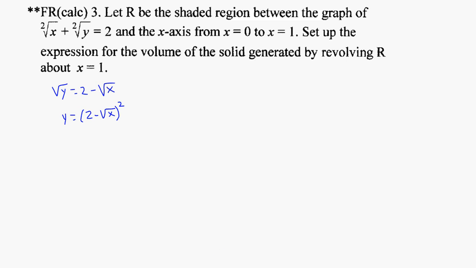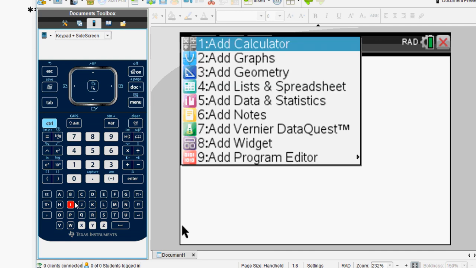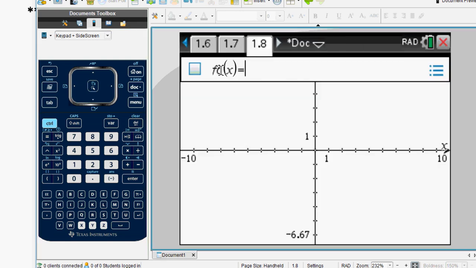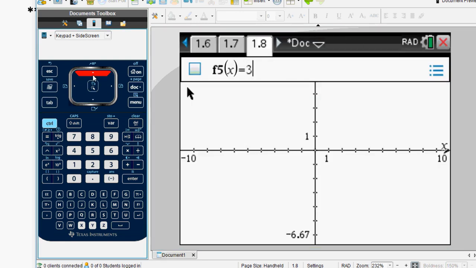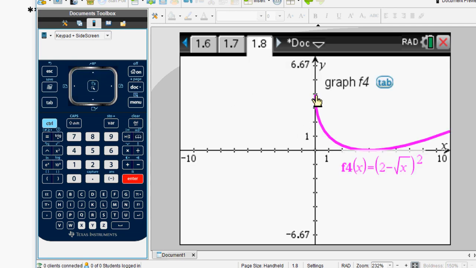And that's what it's going to look like, at least the function solved for y. So we go here to our calculator, and we get a page, and we say add graph, and we're going to enter this equation here. There it is. We press this, and we get this look right here. And we want to examine some key features.